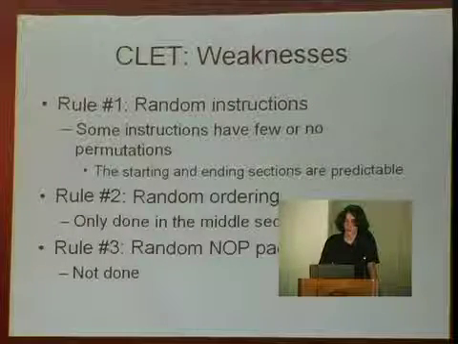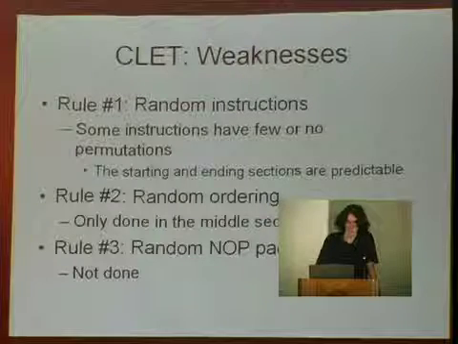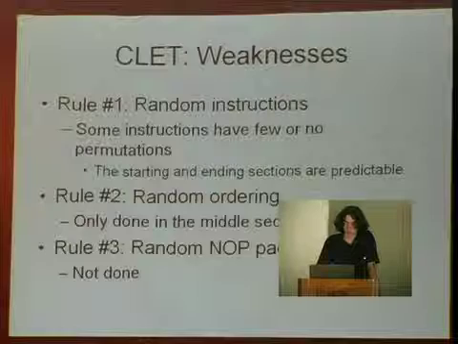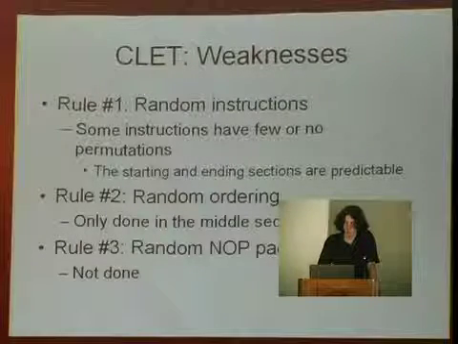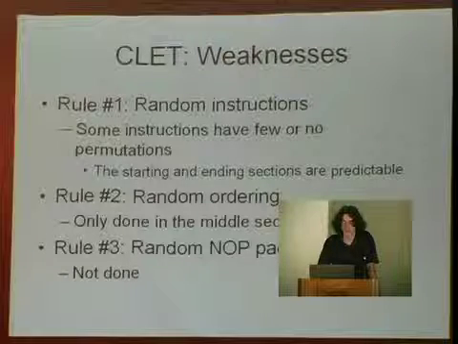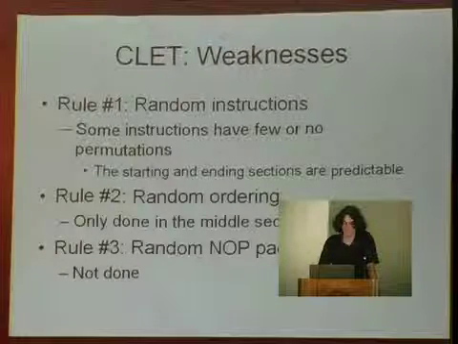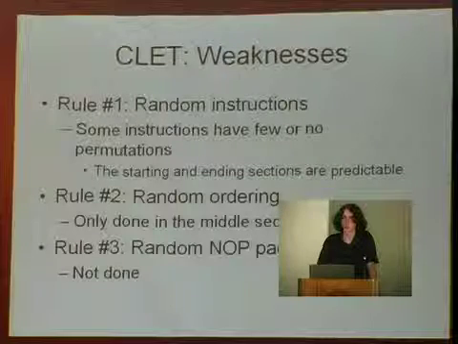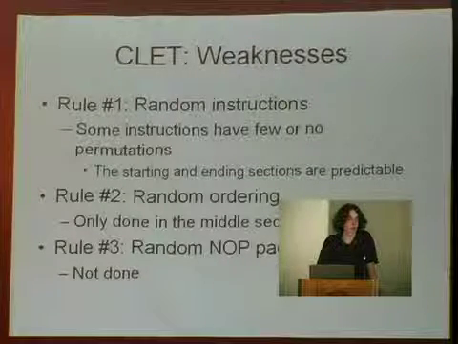Rule number 2, random ordering. Again, they only do it in the middle section. The start and ending sections are totally vulnerable. And rule number 3, random NOP padding. It's not done at all anywhere. And so what this tells us is that basically the starting and ending sections are totally vulnerable to analysis since they're basically not polymorphic at all.